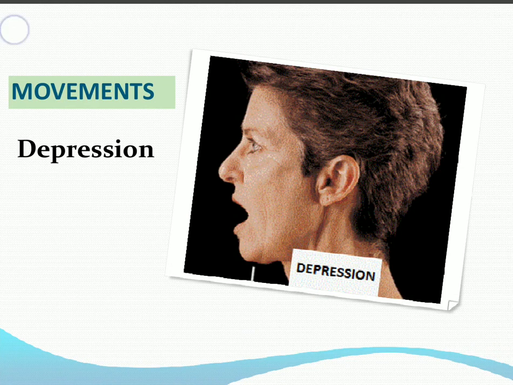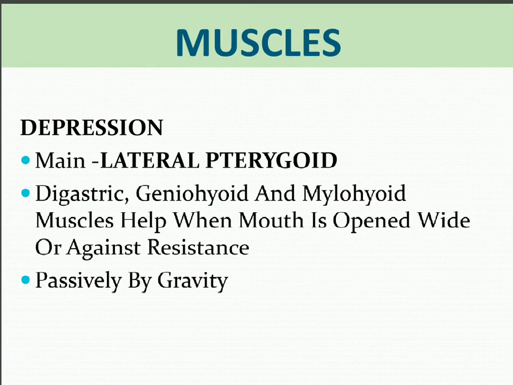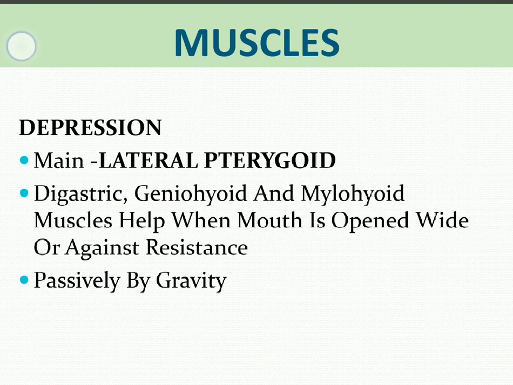Movements possible at the temporomandibular joint. The movements and the muscles are very important. The movements possible are depression. So this is depression of the mandible. When we open the mouth cavity, we draw the mandible downwards. This is depression. The main muscle that depresses the mandible is the lateral pterygoid muscle. It is an important muscle.